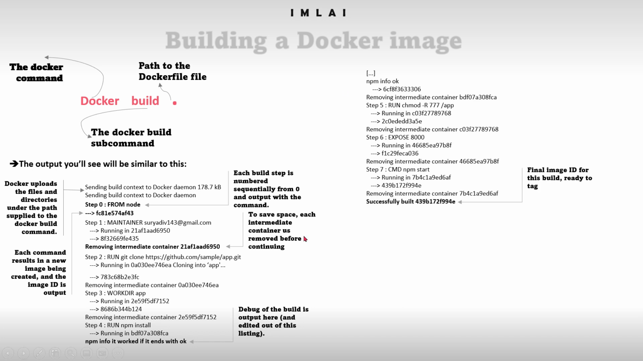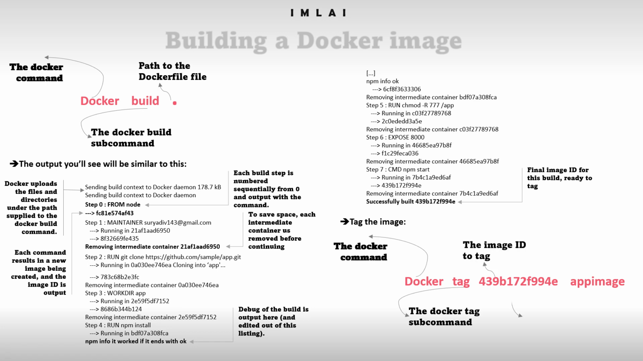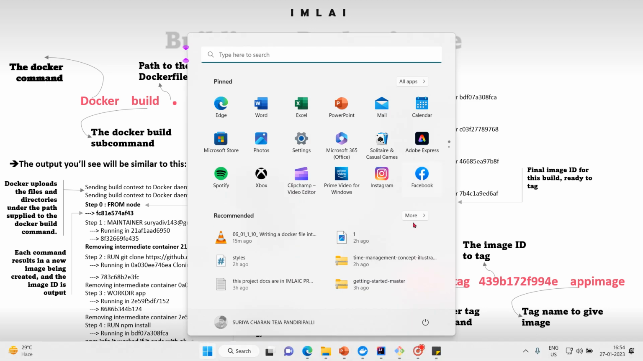Finally you will receive the message "successfully built" and then an ID. This is called the image ID for this build. Now if you want to tag, you can use the docker tag command, mention the ID, and give the image tag name. We will do this exactly. Okay, clear? Let's do this now.